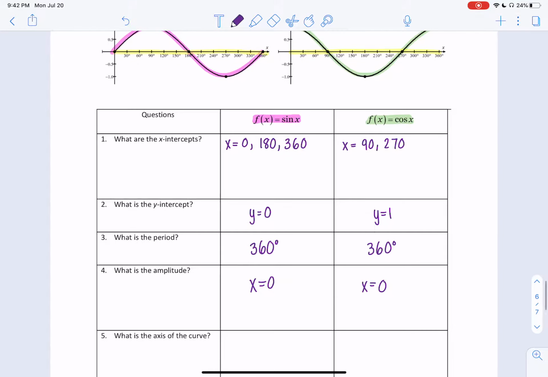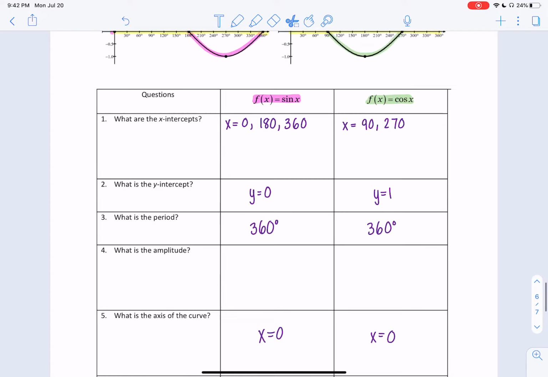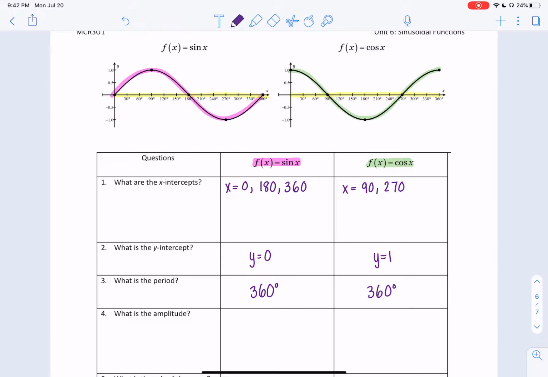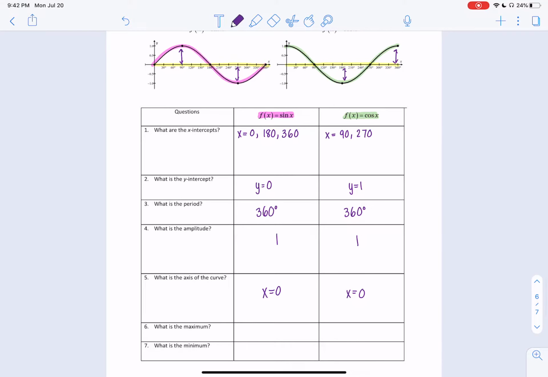Oops, sorry, those were supposed to be down here. Now, what is our amplitude of the curve? Remember, we measure our amplitude from the axis to the max or min. So for all of them, our amplitude is just 1. Finally, what are our maximum and minimums? Our maximum values for these are just 1, and our minimum values are -1.